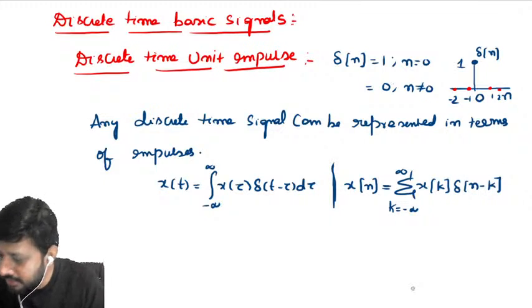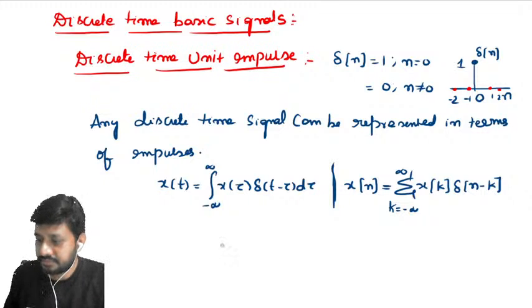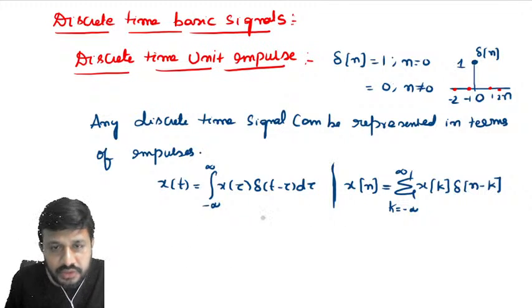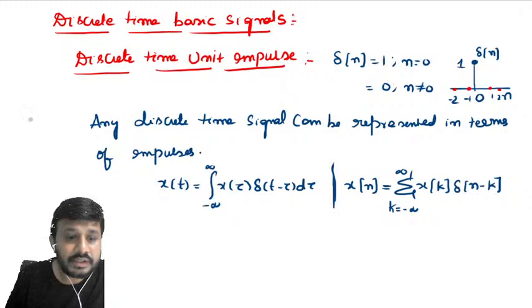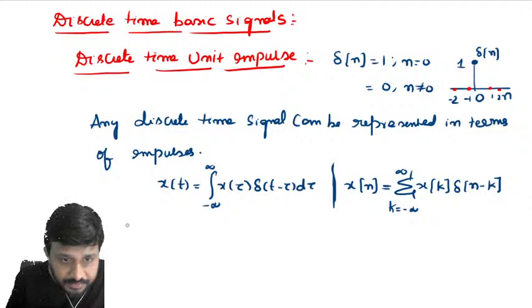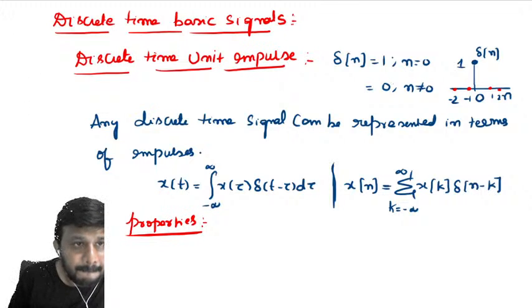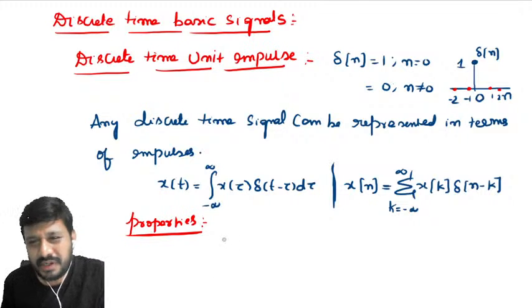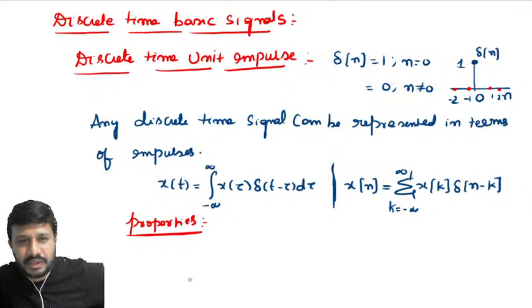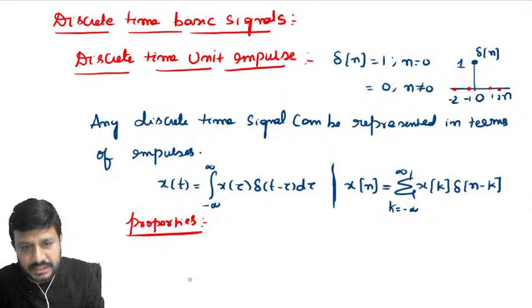So this is about the discrete time unit impulse, and after that let's look at the properties. Most of the properties are similar. I can say one thing, that all the properties of discrete time unit impulse are the same as continuous time unit impulse signal, except the scaling property.